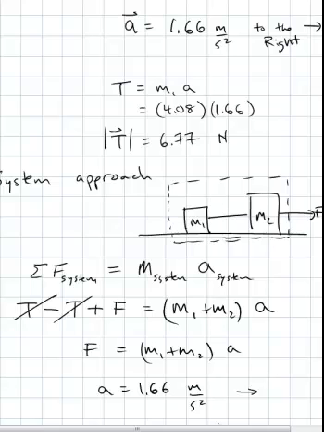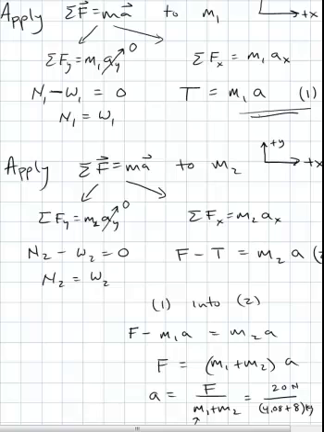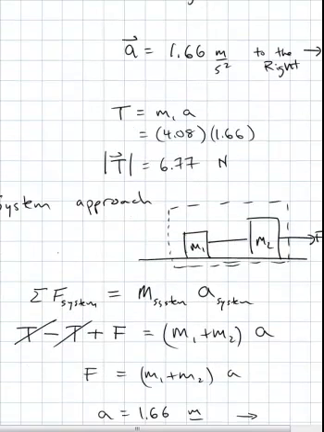Now, if you were asked for the tension, you would have to go back to one of your individual equations, like equation 1 or equation 2 here, and plug in the acceleration that you got using the system approach and find the tension. So it is a two-step problem there, but it makes it quick and easy to find the acceleration using this system approach.